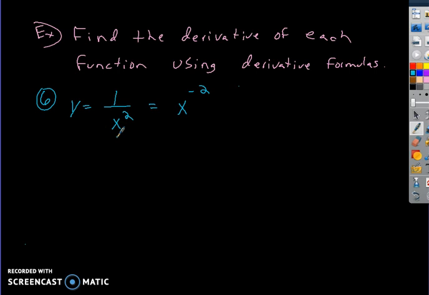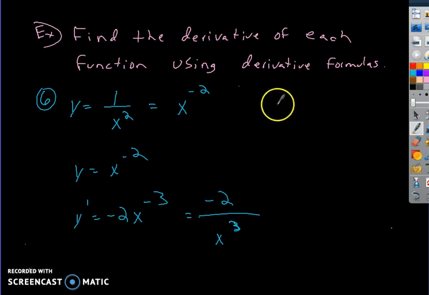So that's true. When I find the derivative of y equals x to the negative 2, that's going to equal negative 2x to the negative 3. So if that's true, I could rewrite this as negative 2 as the numerator, divided by x to the positive 3. So the derivative of that would be negative 2 over x to the third. But again, we thought about it as a quotient rule.